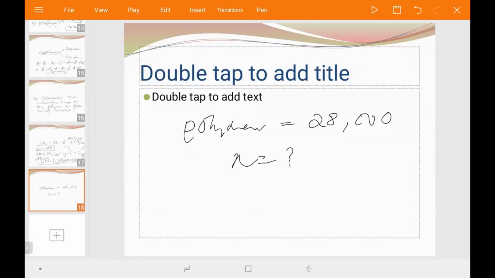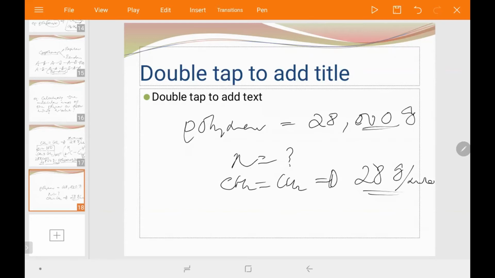Now here, what is given? The polymer molecular mass is 28,000. Calculate the N value. What is given here, as in the previous one? For CH2, CH2, the molecular mass is 28 gram per mole. So in order to get a polymer formed from this ethylene, from the monomer unit with molecular mass 28 gram per mole, how many moles of this ethylene are required in order to produce 28,000 gram? How much is N?